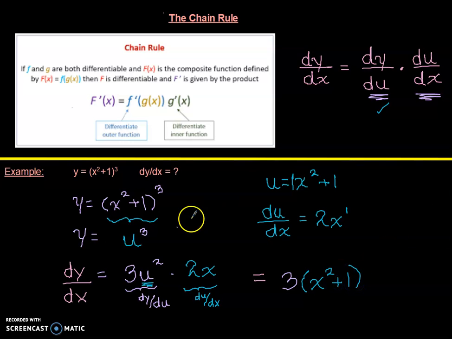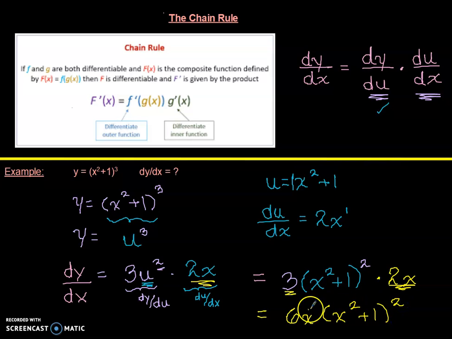I'm going to bring over the square. I'm going to bring over the fact that it's being multiplied by 2x. And this is actually it. We're done. The only thing I'm going to do is clean this up because I can multiply 3 times 2x. This would give me 6x times x squared plus 1 squared.